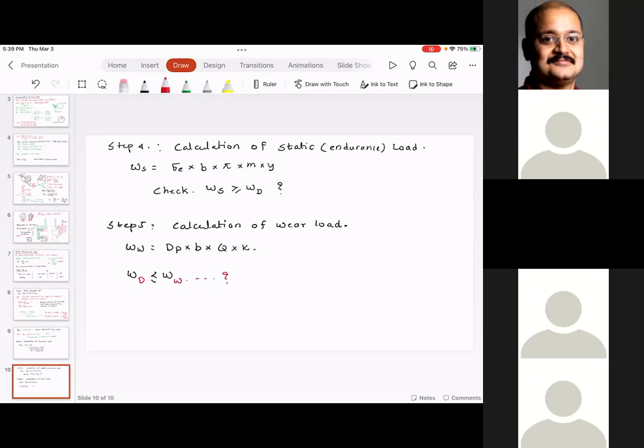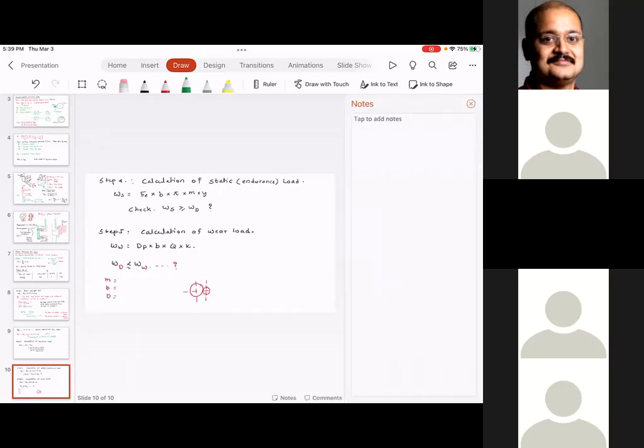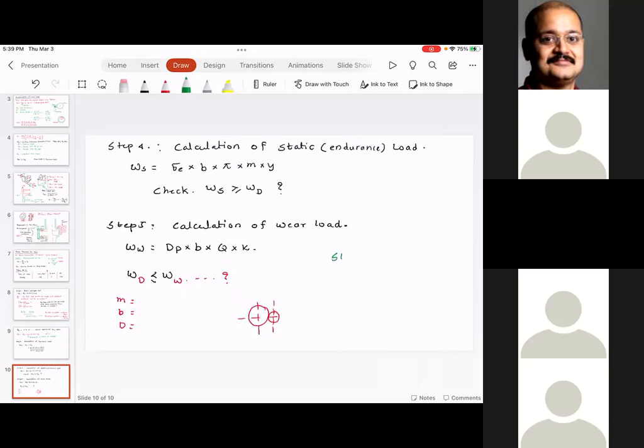And then you can find out the module, the face width, the diameter, all the dimensions of the gear, and then you can draw a neat sketch of the gear and pinion. And the last but not least, the next step, which is step 6, is design of shafts.